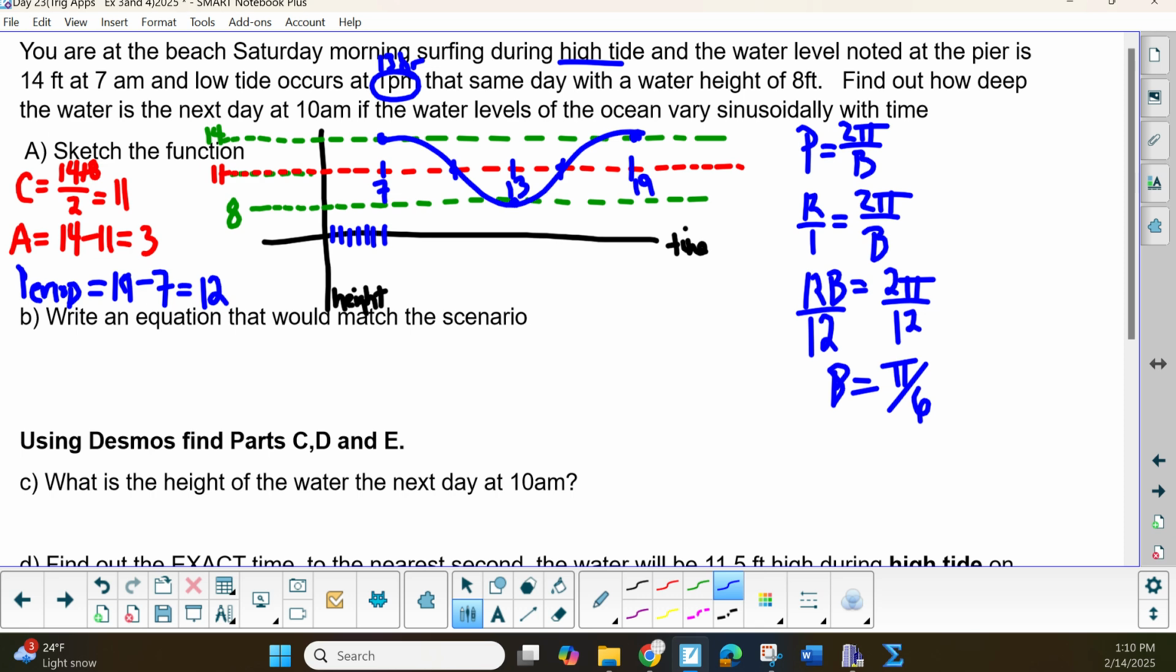My A value is 3. My C value is 11. I know my D value right here. The D value is the starting spot, and we started observing the high tide at 700 hours. So D is 7. Since in this problem we're starting at the maximum, this is going to be a positive cosine graph. So we got y equals 11 plus, we have our amplitude, which is 3, cosine of pi over 6.